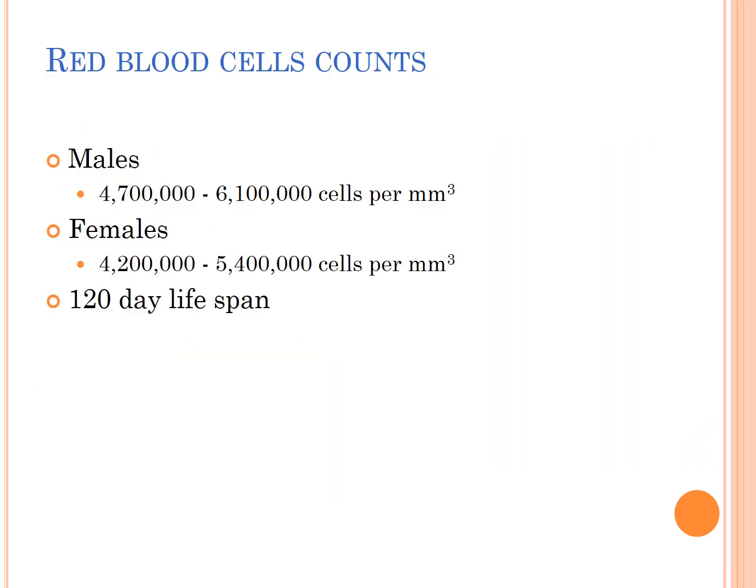Red blood cell count. In males, average red blood cell count is between 4.7 and 6.1 million cells per millimeter cubed. In females, it's a little bit lower, about 4.2 to 5.4 million cells per millimeter cubed. 5 million is a nice average number that kind of works for males and females. Red blood cells are very short-lived. They only live about 120 days.